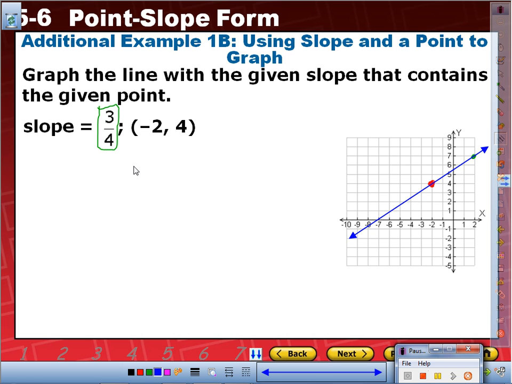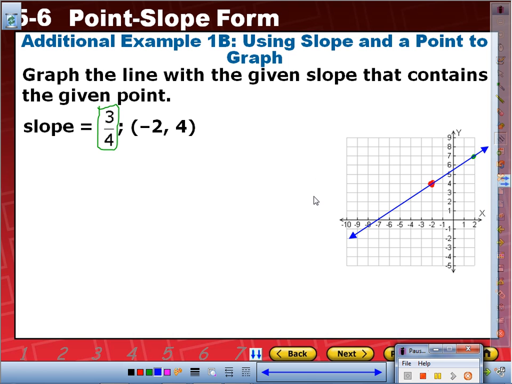Remember when I introduced slope and I said this is a rise, this is a run? The run is always to the right. Always to the right. The rise, if it's a positive, it's up. If it's a negative, it's down. Okay? Everybody got this? All right, let's do the next one.